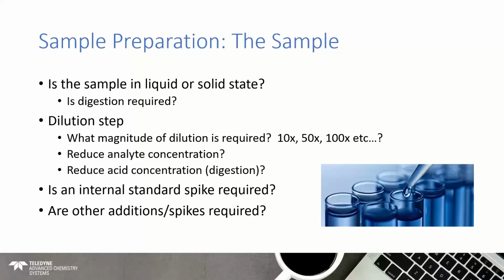Then are there other considerations as well, other additions to the sample, other spikes? A good example of this is if you're interested in the measurement of mercury, what can be done is that you can add a spike of, say, gold to your sample to stabilize the mercury that's in the sample and improve your analysis. So that's just the sample.